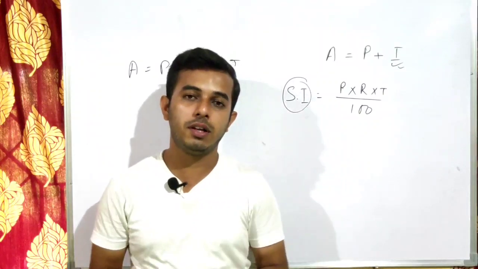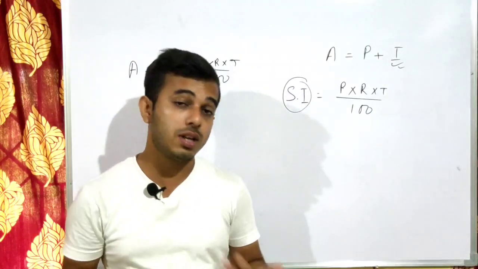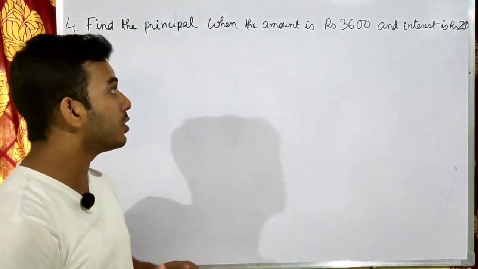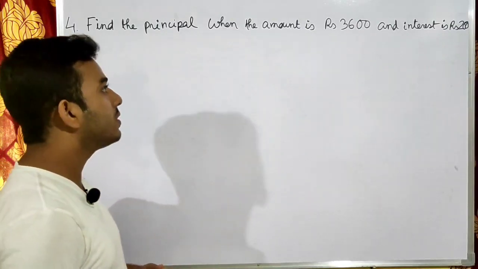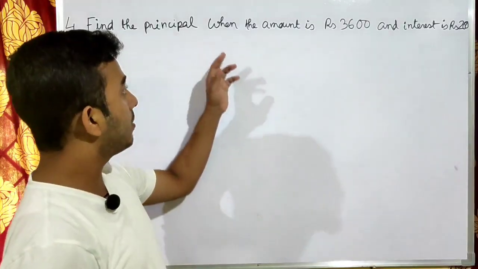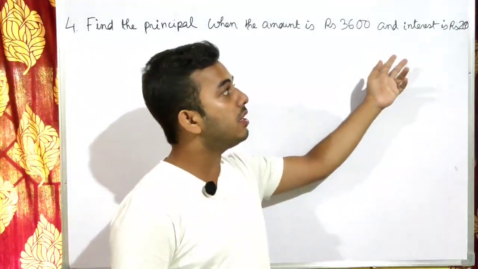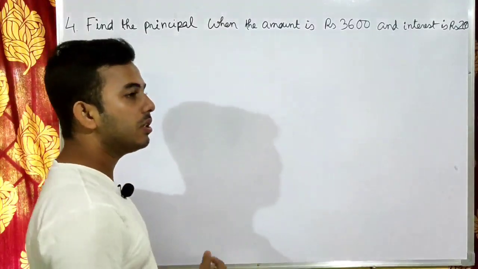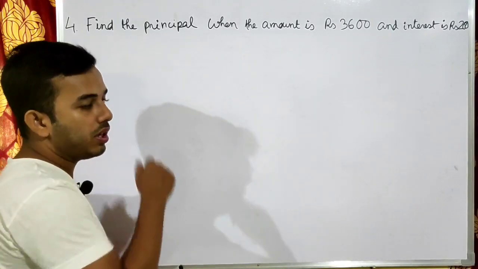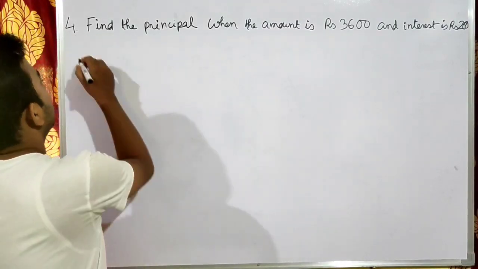Now let's solve the remaining questions, and if any new questions come we'll discuss them there. Here is the first question of today's class: find the principal when the amount is rupees 3600 and interest is 200. Very easy question. Here we have to find the principal, that is P, where A is 3600 and I is 200. We know a relation, that is A equals P plus I, isn't it? With that relation we can easily find the answer.